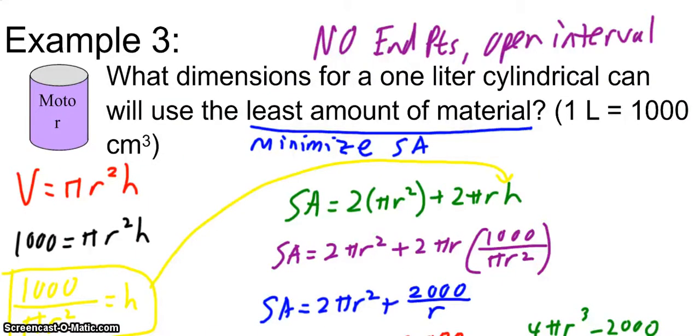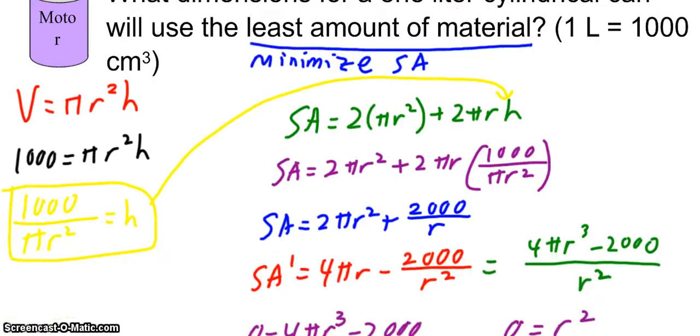Alright, so first we want to recognize that we're trying to minimize surface area, so we need to come up with our surface area equation for a cylinder. That is 2 times the quantity pi r squared, so the area of the bottom and the top, plus 2 pi r h, which is the lateral area. Also, I want to recognize that there are no endpoints. This is an open interval. It's very similar to problem number 1, so I don't need to worry about checking endpoints.